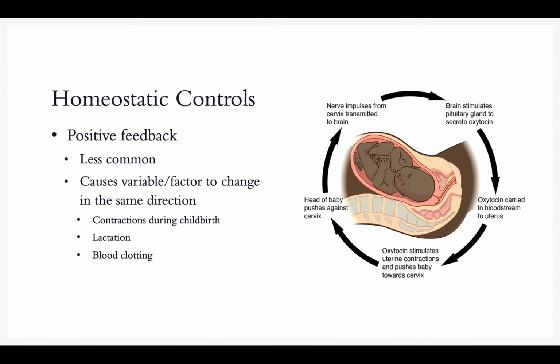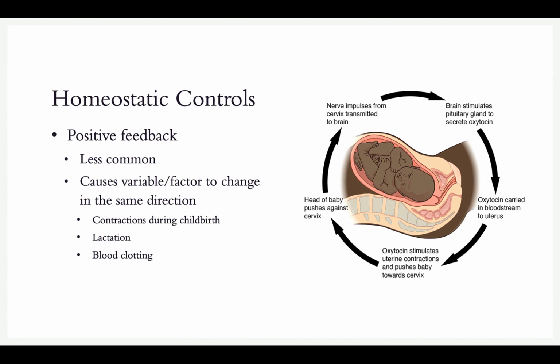Next, we have positive feedback control, which is different in that it is not as common and the variable does not change in the opposite direction as a result of feedback control. What happens is the variable changes in the same direction, but is accomplishing something different than maintaining homeostasis via stabilization, like negative feedback does. For example, during childbirth, the head of the baby pushes against the cervix, which transmits electrical signals to the brain, which then stimulates the pituitary gland in the brain to secrete oxytocin, which is then carried in the blood to the uterus to stimulate contractions, pushing the baby against the cervix even more, eliciting more oxytocin release from the pituitary gland. So this cycle just continues.